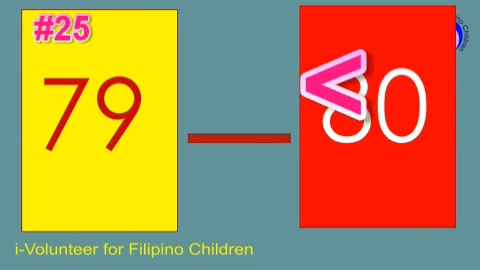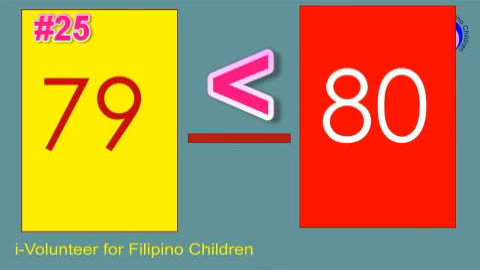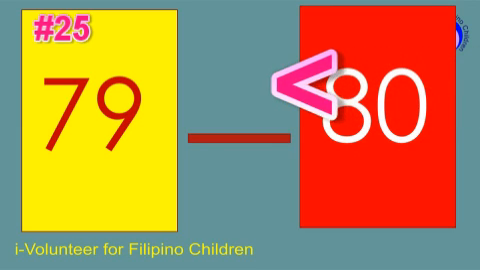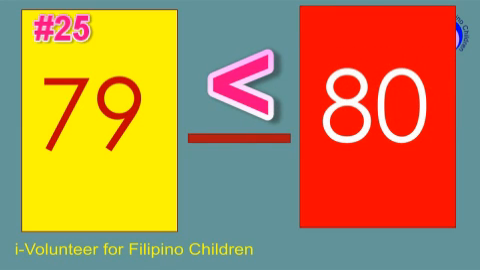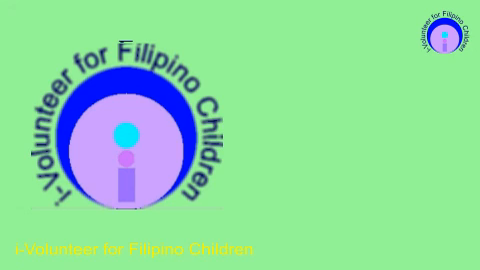Number 25. Complete the expression. The correct answer: 79 is less than 80. Congratulations! Now you are an expert in comparing two numbers using our symbols.